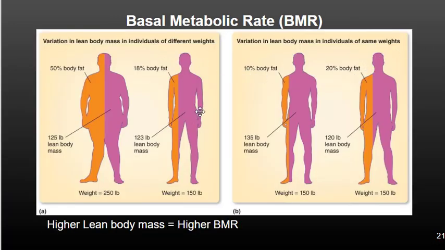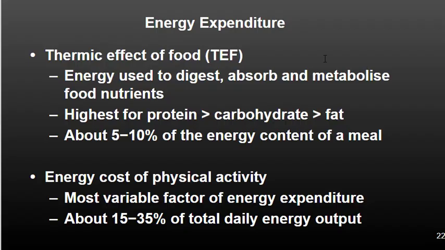We've got some diagrams showing individuals with different levels of lean muscle mass. So this person's got less lean muscle mass, so they'll have a lower basal metabolic rate. This person's got a higher lean muscle mass, so they'll have a higher basal metabolic rate. Again, higher lean muscle, higher BMR. This one's got a lower lean muscle, so they'll have a lower BMR.